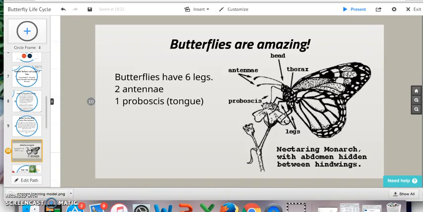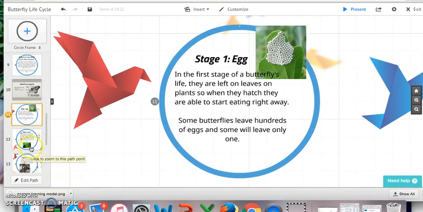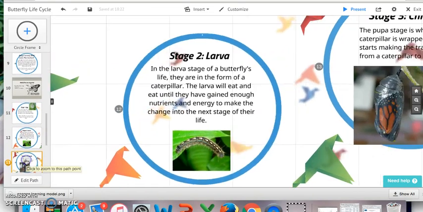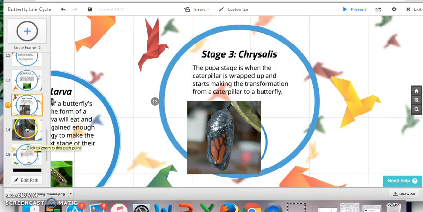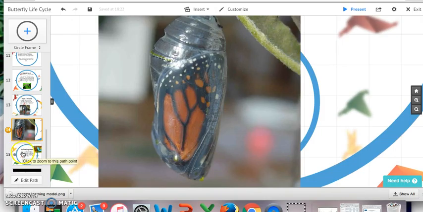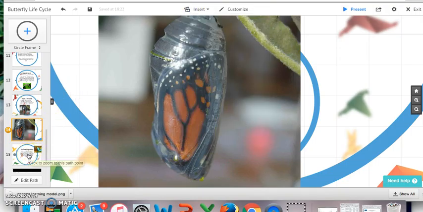Here we just have some information about the butterflies. These are the types of things that we researched as students, and so they needed to understand the parts of the body. And then they could go through and put in the stages of the butterfly life cycle and give the information. Again, this is just an example of what students might create. And then you can include pictures, and the easiest way to include a picture is to insert an image, and then you can find any kind of image that you saved on your computer.